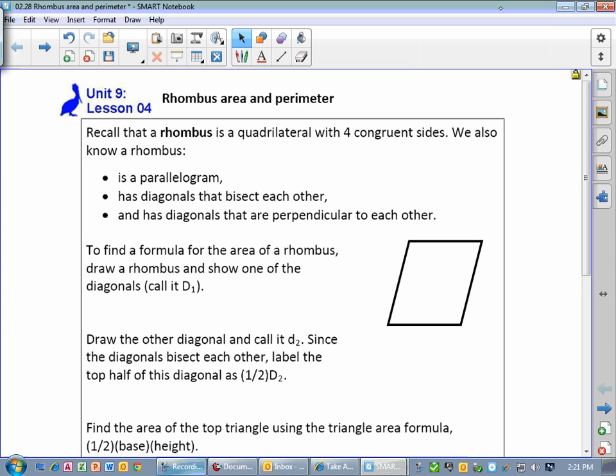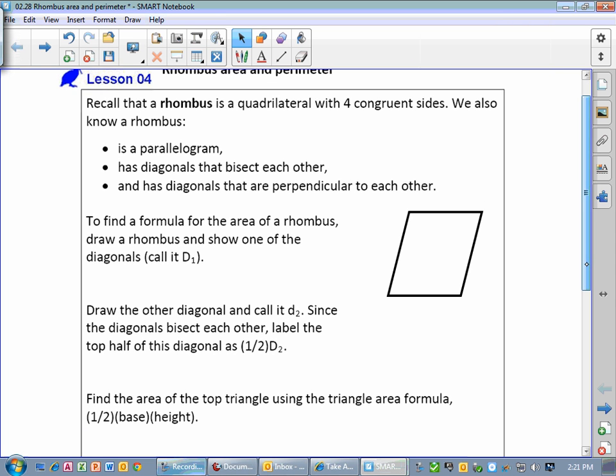Okay, so recall that because a rhombus has all equal sides and opposite sides are parallel, this is also a parallelogram, which means if we want to find the area of it, we can use the same formula, base times height. Unless we're not given the height. If you're not given the height, that imaginary dotted line, then it's really hard to find. Unless you're given an angle, then you can use trig.